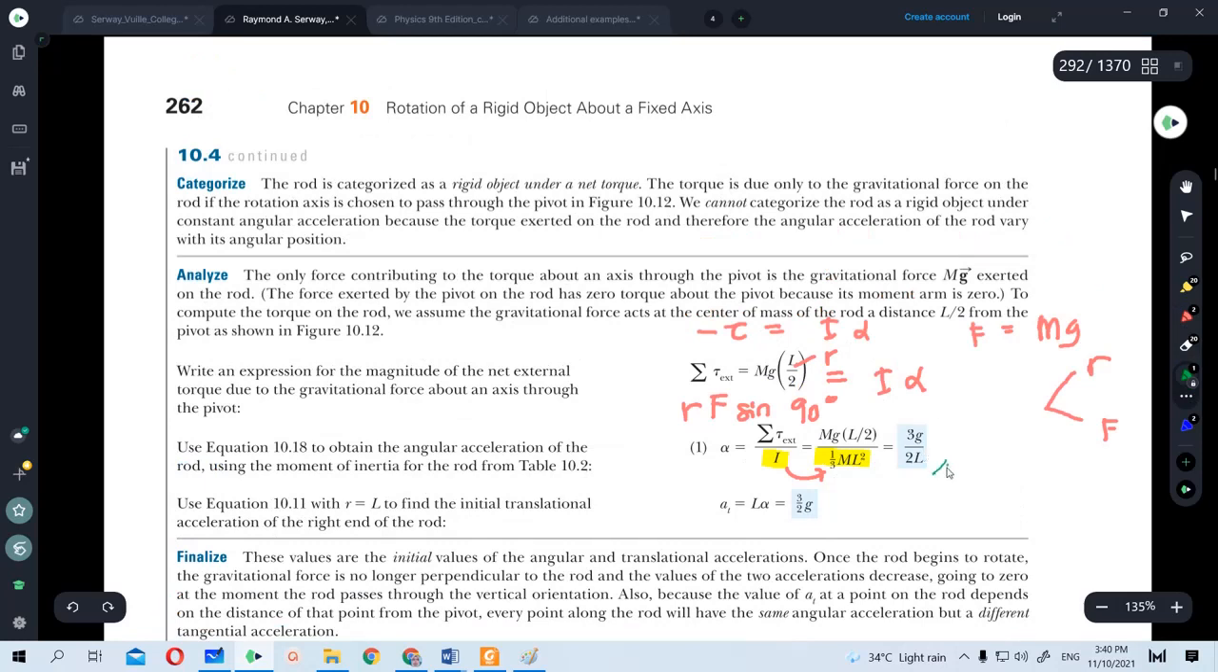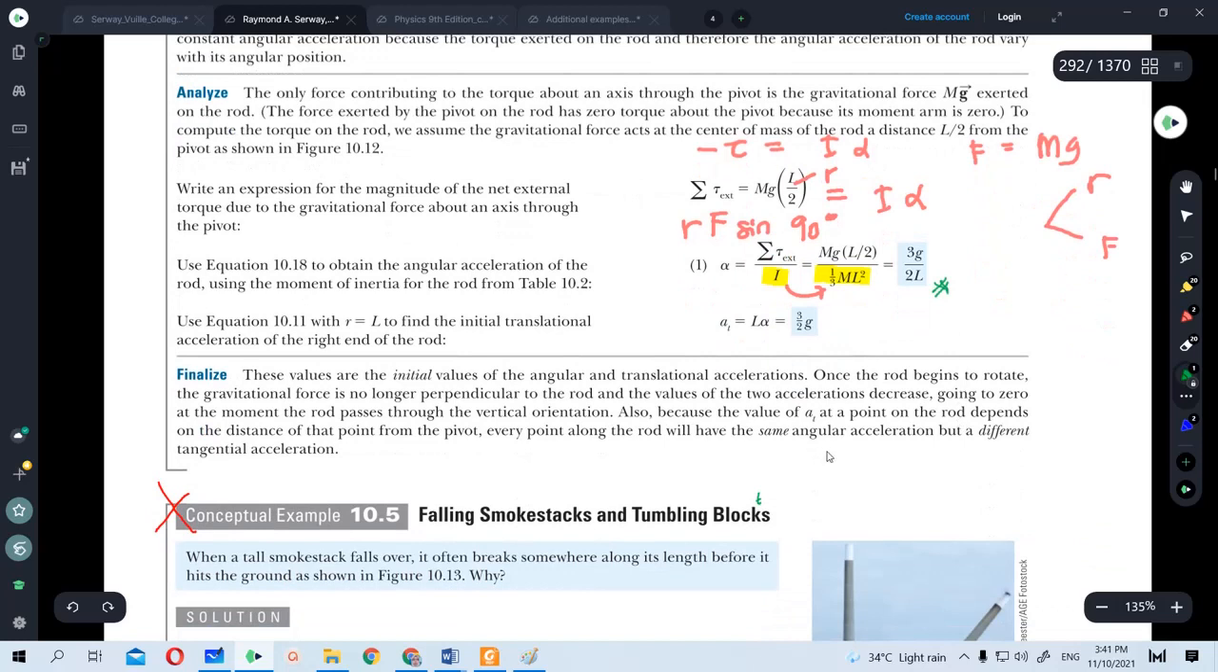Now the expression here, we're going to modify and then combine with something you have learned earlier, which is linear quantities. What are our linear quantities? Number one, s is R theta, v is R omega, so this is v tangent. And finally, a tangent is R alpha. Now from this expression, alpha is a tangent over R.